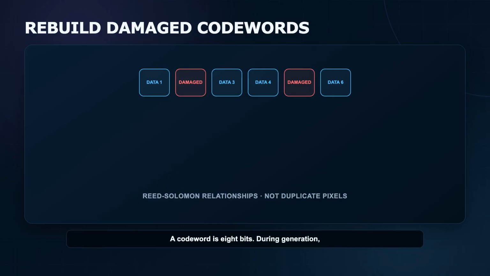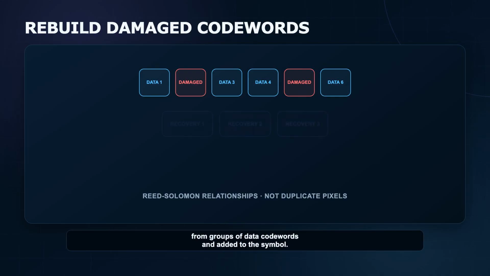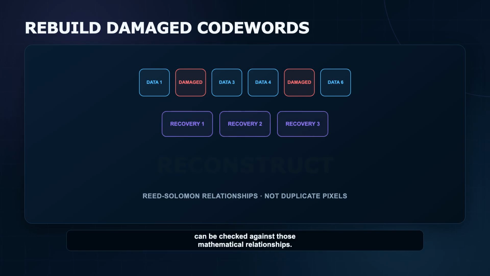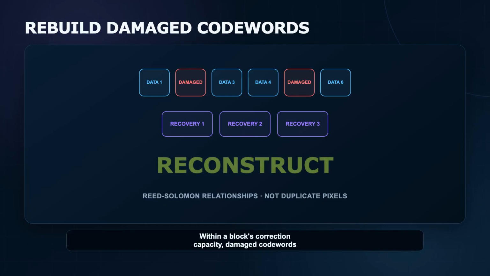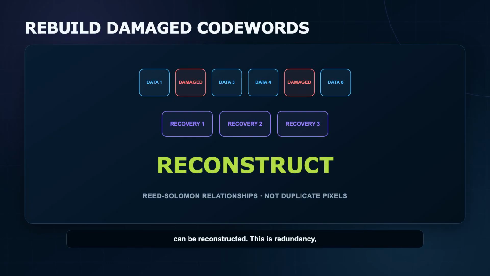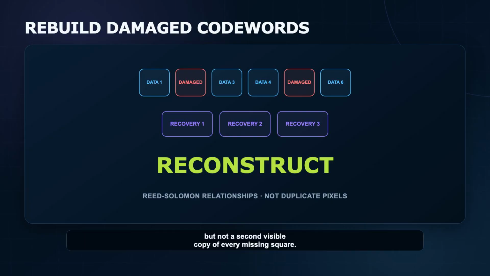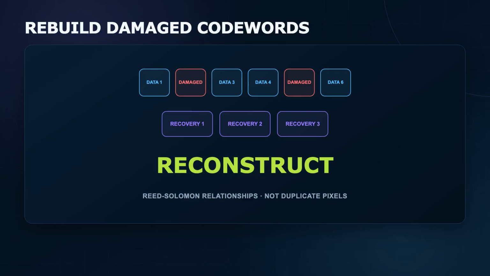During generation, Reed-Solomon recovery code words are calculated from groups of data code words and added to the symbol. During decoding, the surviving pattern can be checked against those mathematical relationships. Within a block's correction capacity, damaged code words can be reconstructed. This is redundancy, but not a second visible copy of every missing square.